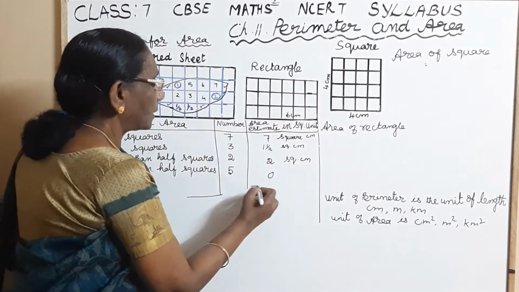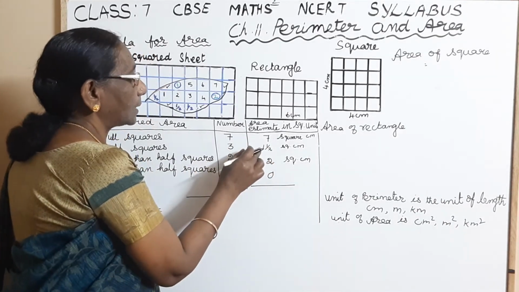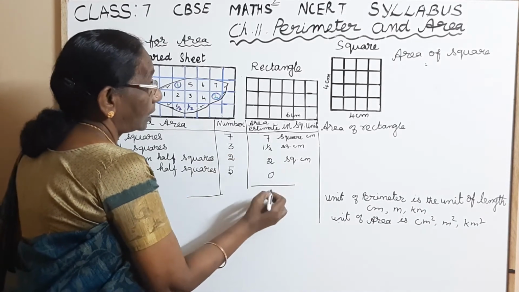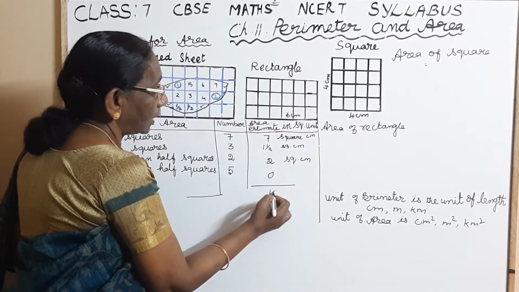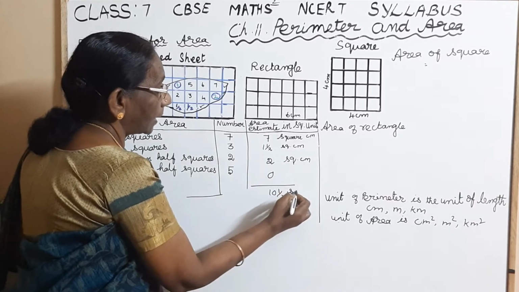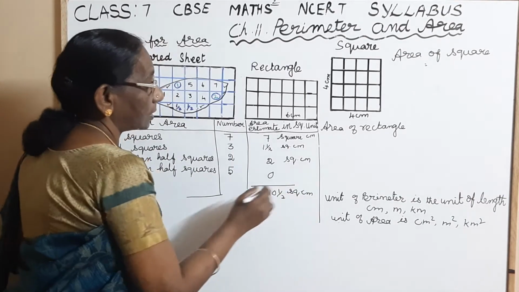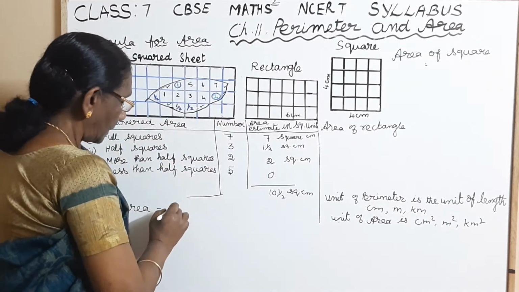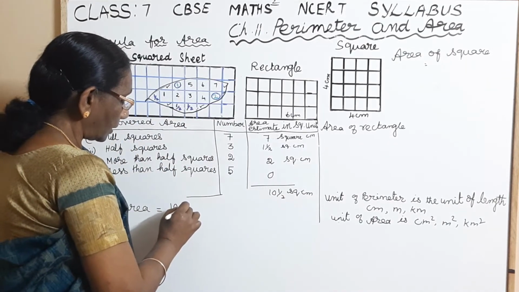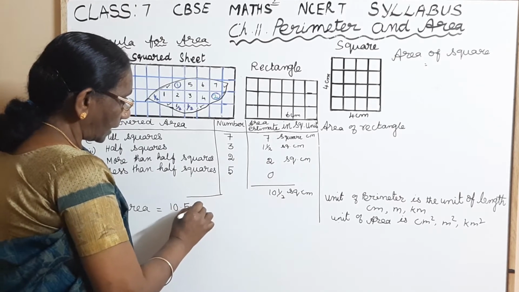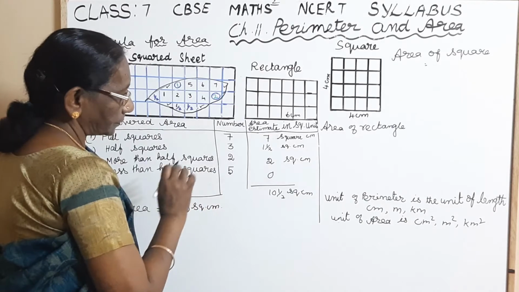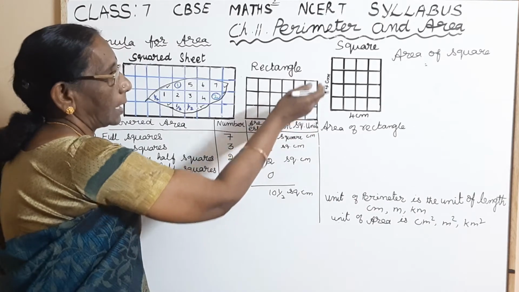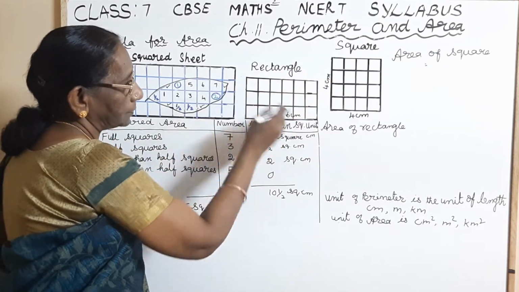So totally, what is the area we are getting? 7 plus 1, 8. 8 plus 2, 10. 10 plus 0, 10 and a half square centimeter. So you can write the total area of this figure as 10 and a half or 10.5 square centimeter. You understood now, children? Now let us move to the area of the rectangle.